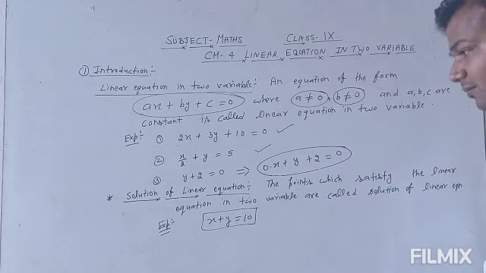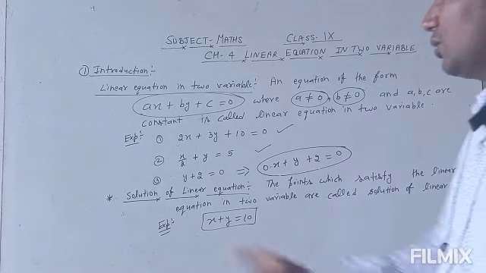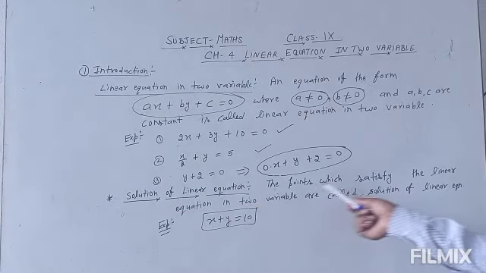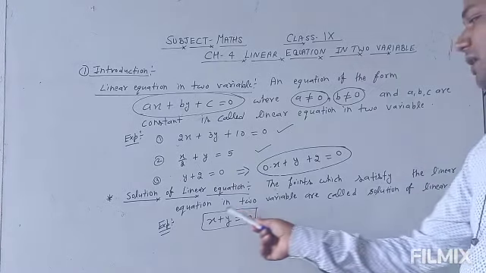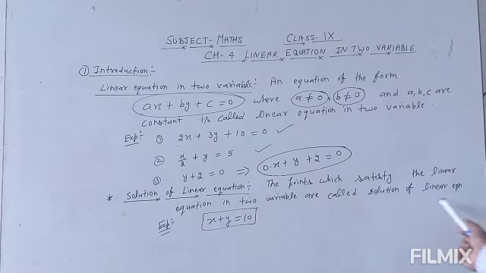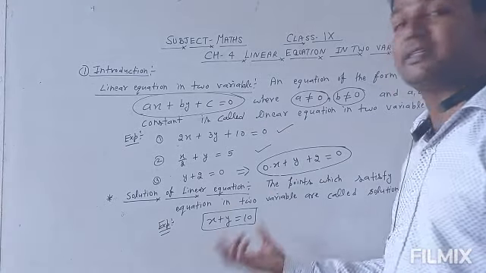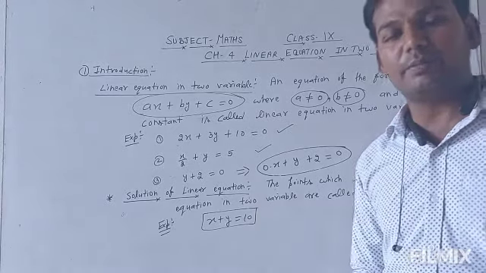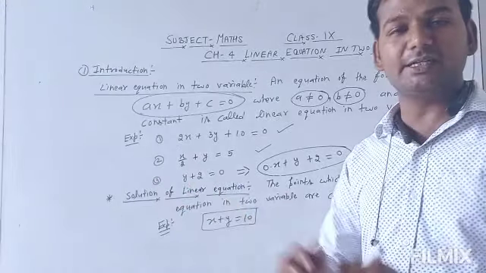Okay, so now the second topic is solution of linear equation. What is a solution of a linear equation? The points which satisfy the linear equation in two variable are called solutions of the linear equation. Okay, कुछ points होंगे जो linear equation को satisfy करेंगे. इसका मतलब satisfy का मतलब x और y की वैल्यू जब आप रखोगे वहां पर तो लेफ्ट हैंड साइड इक्वल टू राइट हैंड साइड आपको मिलेगा.